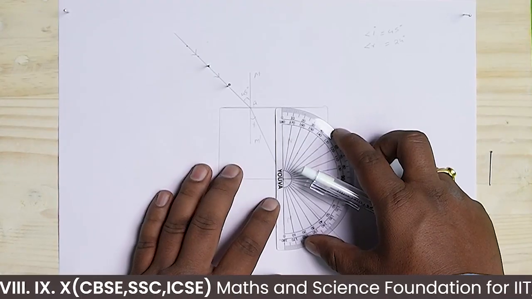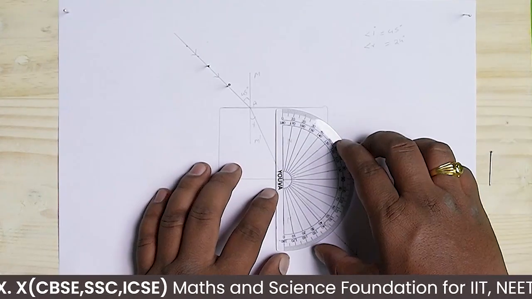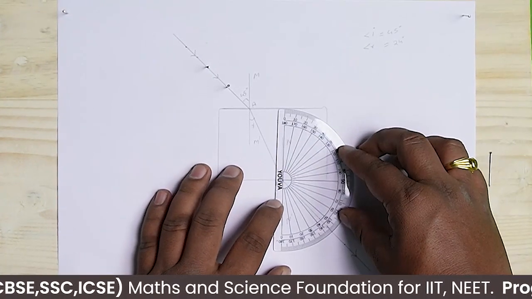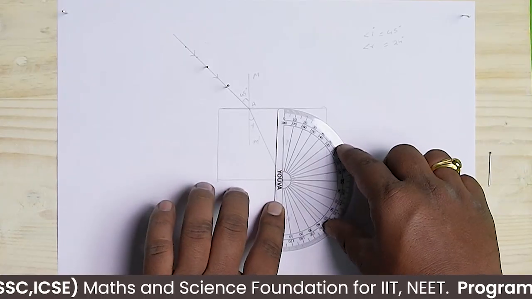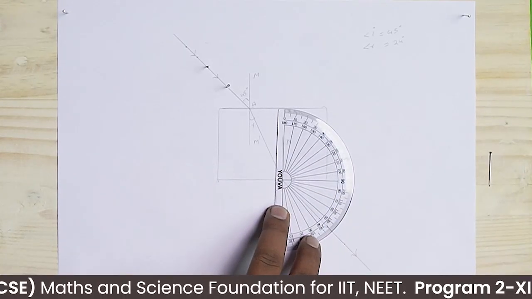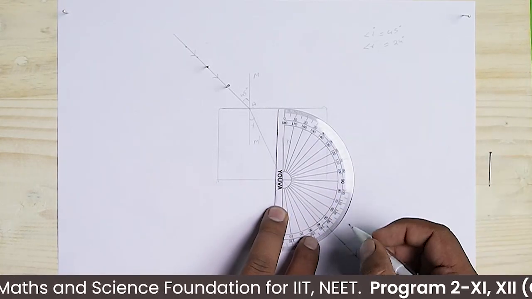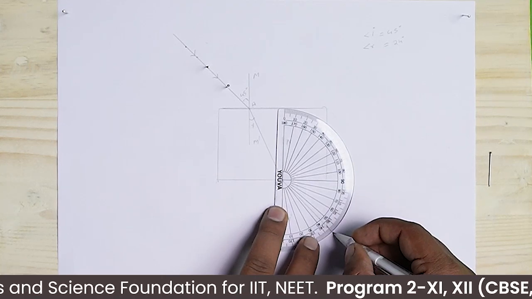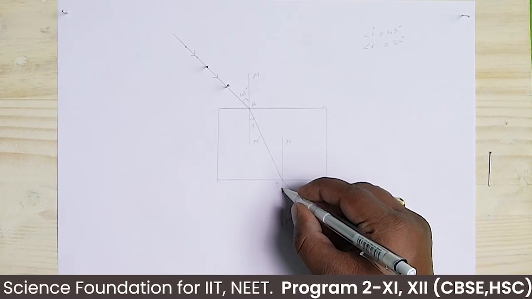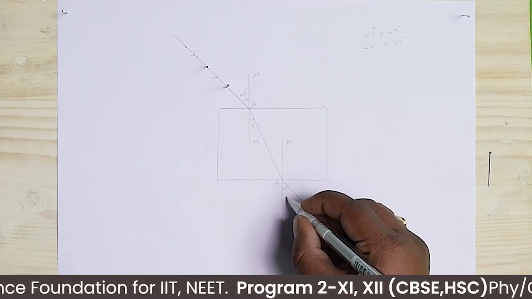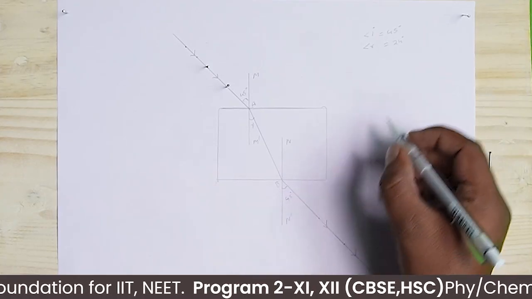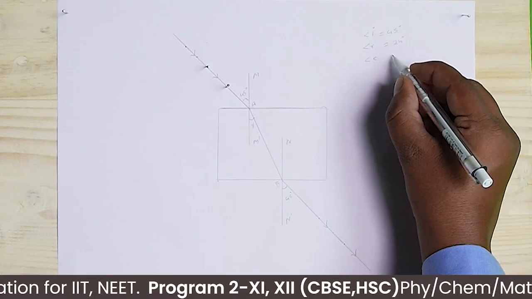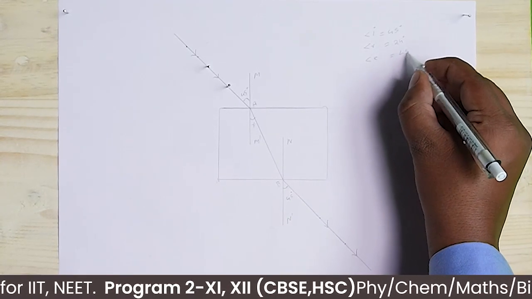Measure the angle of emergence. The angle of emergence is 45 degrees.